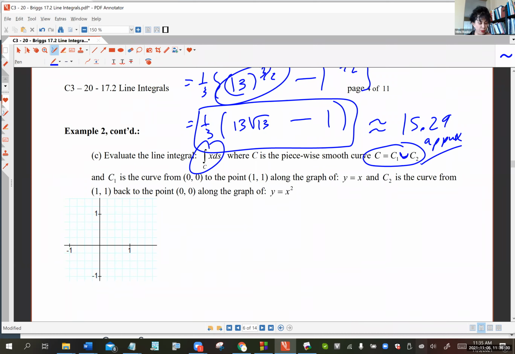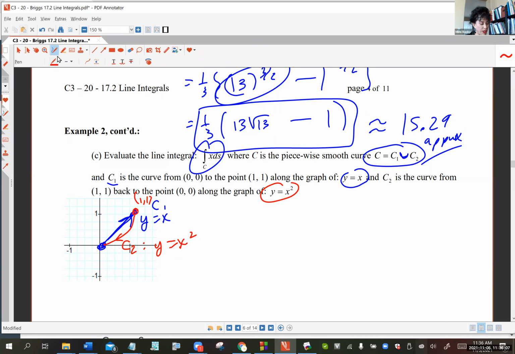C1 union C2. Now, C1, the first leg of the journey, starts at 0, 0, and ends up at the point 1, 1 along a straight line, y equals x. So that's the first part of the curve. The second leg of the journey is going to start at 1, 1, and it's going to go back to the point 0, 0, but not along the same path as we went. It's going to go along the parabola. Okay, so your C2 is along y equals x squared.